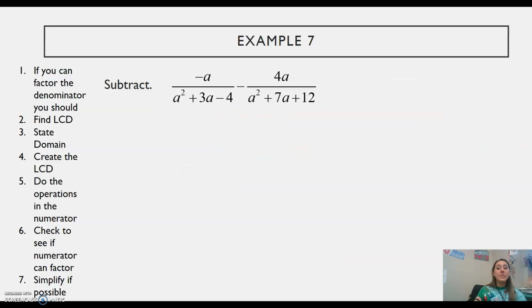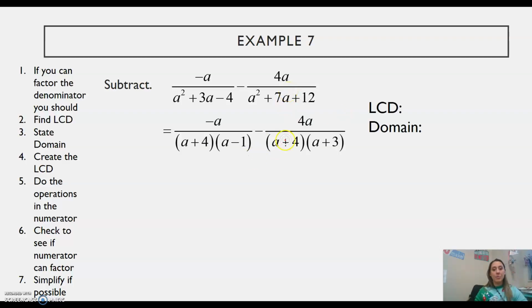All right, now let's do this one. Go ahead and write this down and hit pause. Okay, so then the next thing I want to do, these are not the same. So if I can factor, I should, and the factors of negative 4 that add to 3 are positive 4 and negative 1, and the factors of 12 that add to 7 are 3 and 4. So then I end up with this.